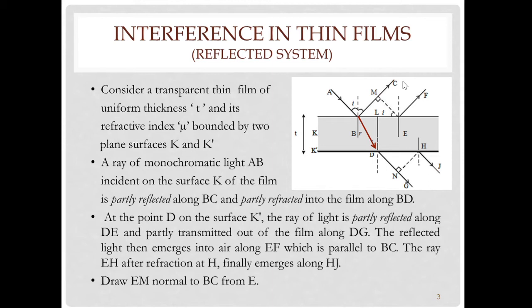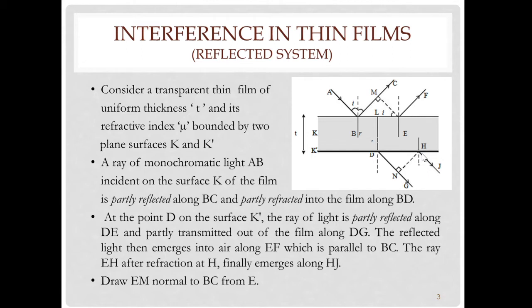And the point D is at the surface K prime. The ray of light is partly reflected along DE and partly transmitted out of the film along DG. And the reflected light then emerges into the air through EF. You can see this in the green arrow. And this EF is parallel to BC, so both the reflected lights are parallel to each other. And the ray reaching EH after refraction at H, it finally emerges along HJ.